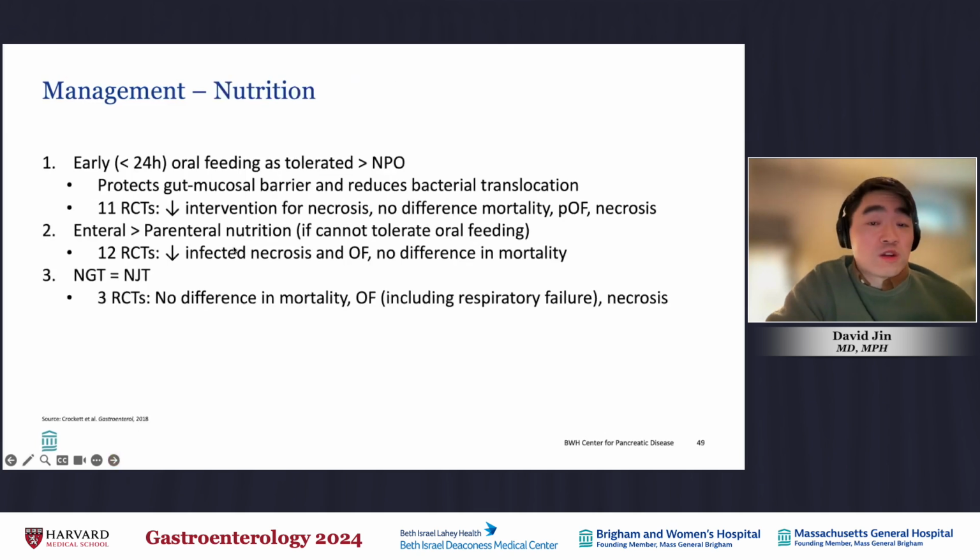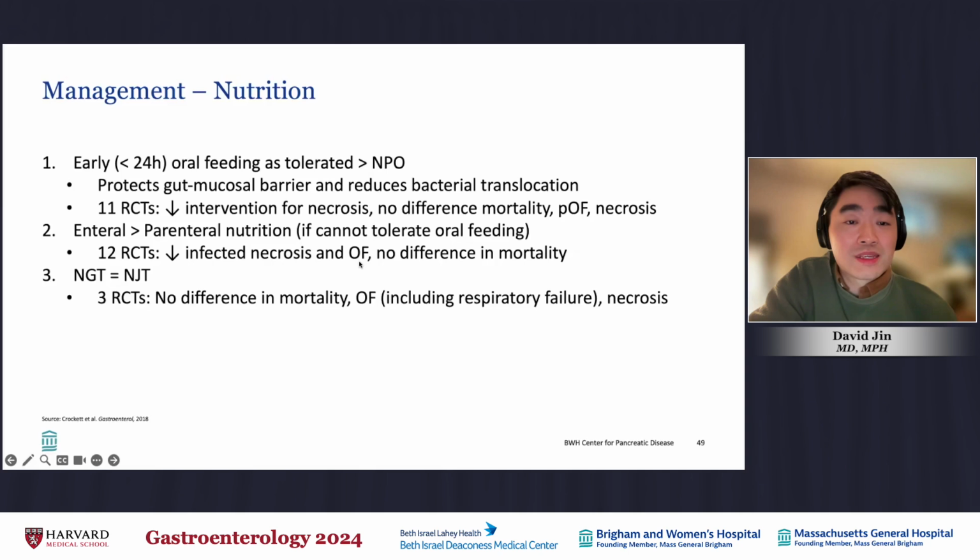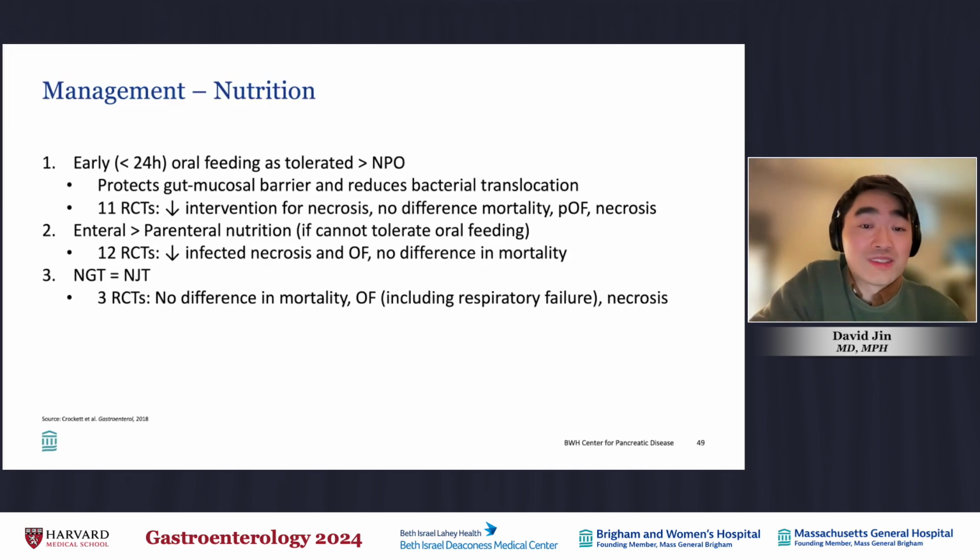What about nutrition? We know that early oral feeding as tolerated is better than keeping a patient NPO now. Oral feeding protects the gut mucosal barrier and reduces the risk of bacterial translocation. There have been at least 11 randomized trials looking at this, showing that oral feeding actually decreases the interventions needed for necrosis without increasing mortality, organ failure, or necrosis.